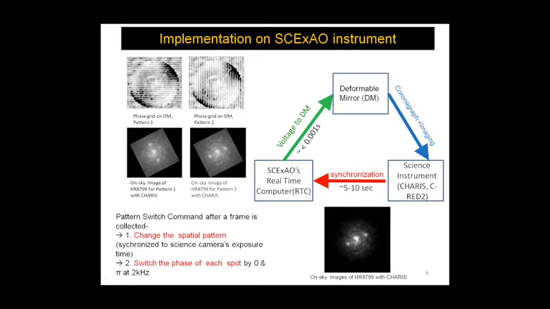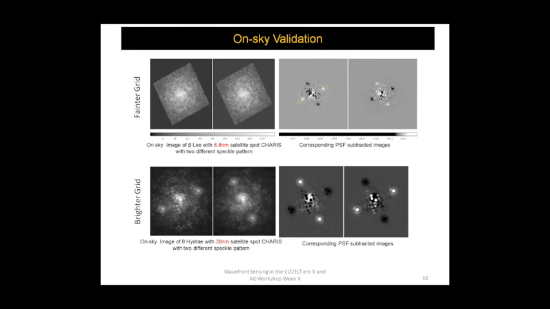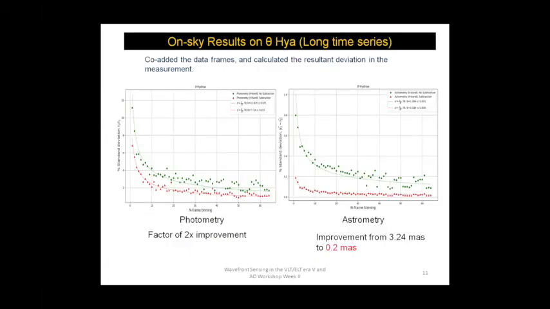And with this, I took some data with a faint grid and a brighter grid. In both cases, we can see that the satellite speckle is buried under the residual speckle halo in the case of the fainter grid, and the brighter one is roughly 10 times brighter than this one. And by subtracting these two close frames, we arrive at much better copies of the point spread functions. And I measure how the intensity or the position of these copies varies with time.